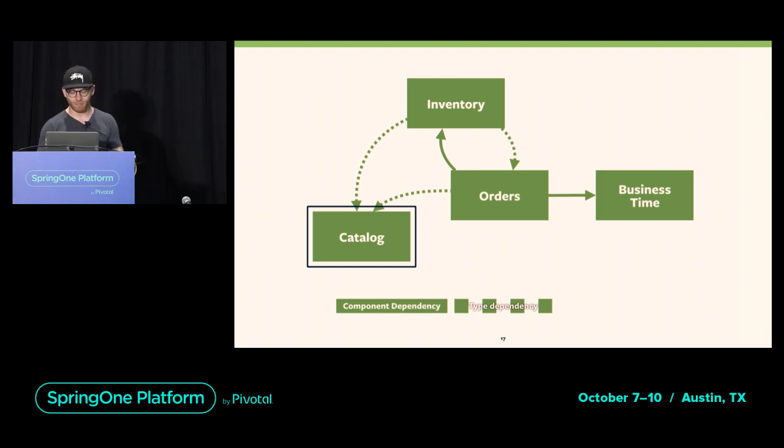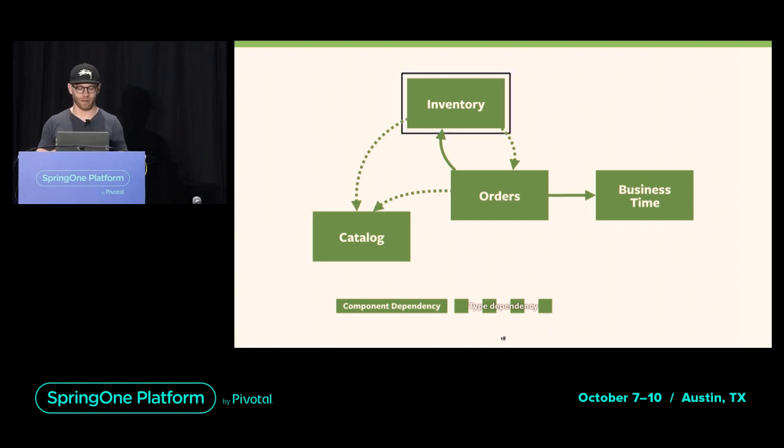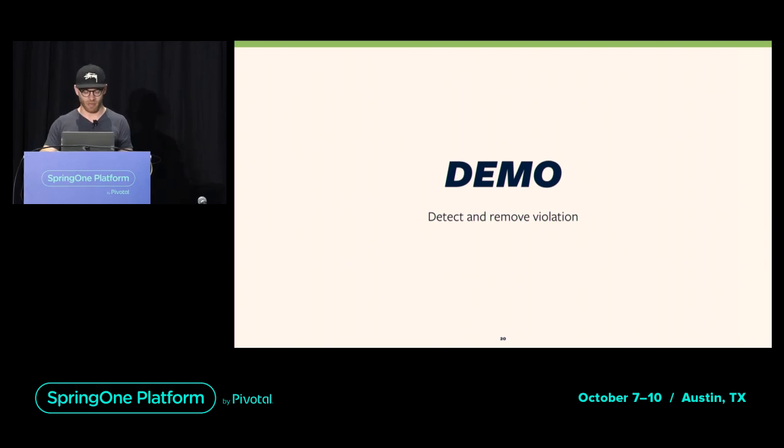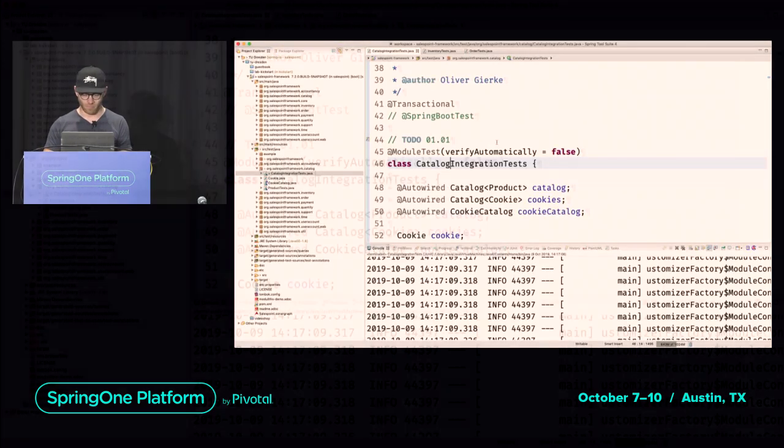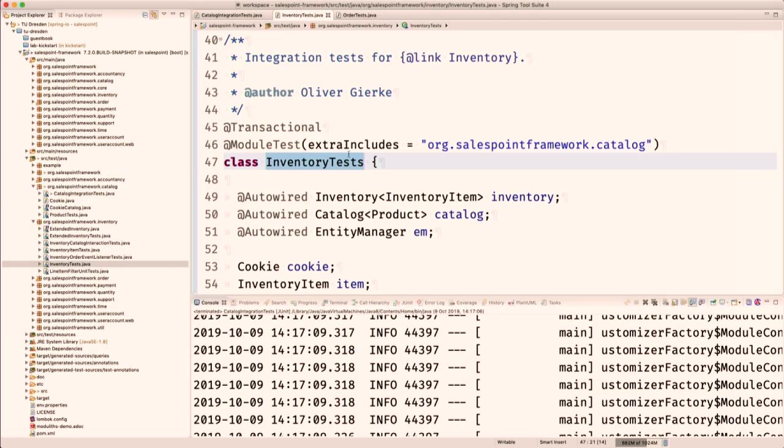So there's some cycle here. And the first thing is, that's an architectural violation, right? So actually, Modulith should help us find that. And that's the problem. And let me show you how it actually does that. There's the inventory test.